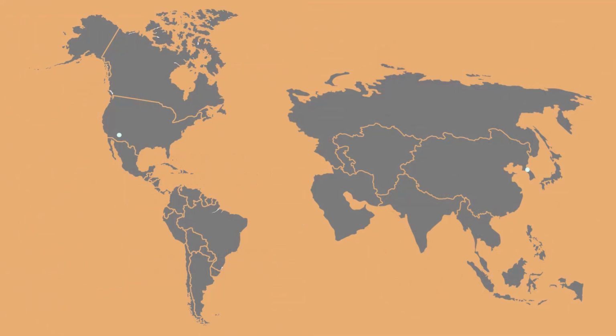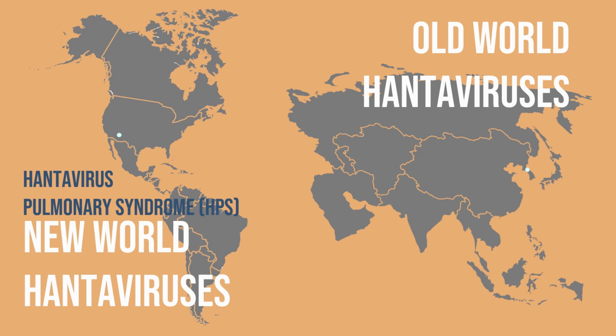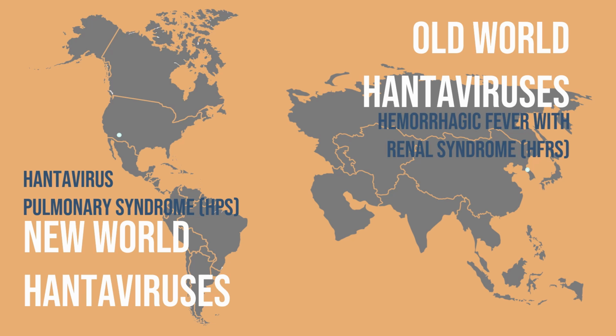Hantavirus disease is categorized as New World or Old World depending on the place it is observed. New World hantaviruses are observed in the Americas, which cause HPS, while those hantaviruses that are found in Europe and Asia are known as Old World hantaviruses, which cause HFRS.